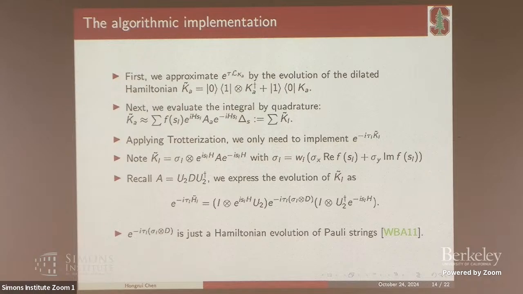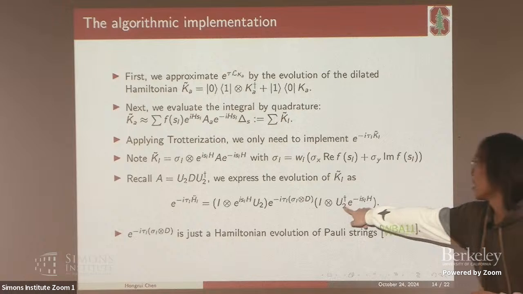So for each single step implementation, we can use the dilation method to reduce it to the Hamiltonian simulation problem for the dilated Hamiltonian. And then we evaluate the integral by quadrature and then do trivialization. Then we will reduce the problem to simulate a single term in the quadrature, and we will get our rate. And each step is like this slide.